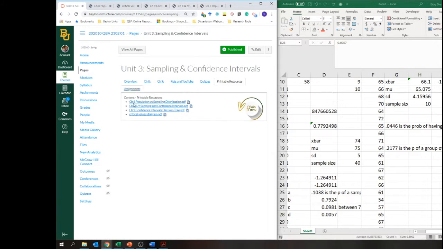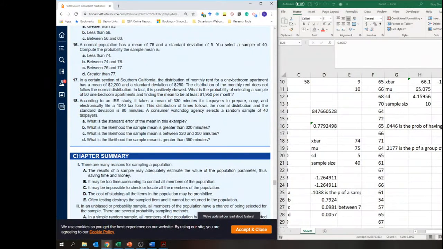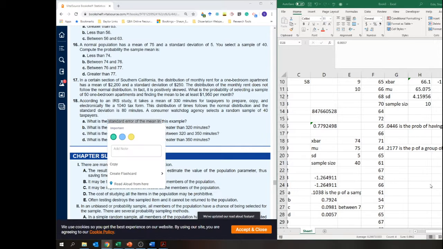That's not it. Vital Source. Give me a second. There we go. Number 18. According to the IRS study, it takes a mean of 330 minutes for taxpayers to prepare, copy, and electronically file a 1040 tax form. The distribution of time follows a normal distribution and the standard deviation is 80 minutes. A consumer watchdog agency selects a random sample of 40 taxpayers. What's the standard error of the mean in this example?